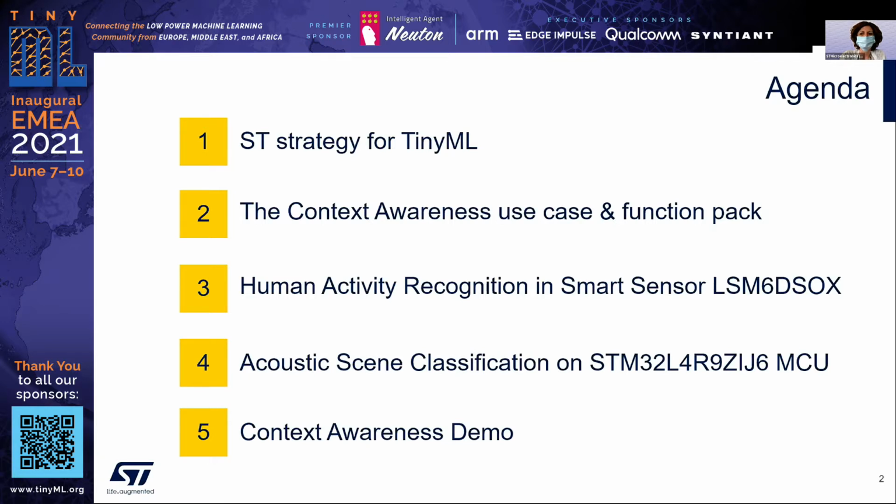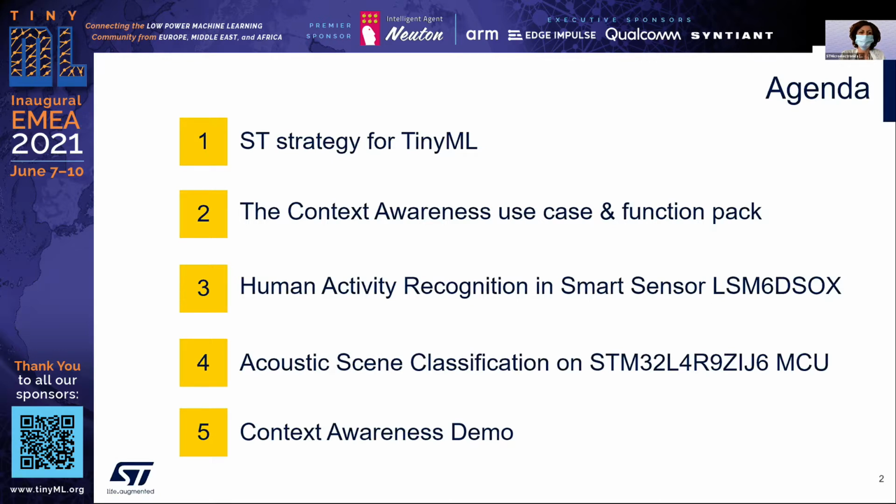What we want to talk about today to all of you. First of all, we want to define and explain the ST strategy for tinyML. Then we will go into a deep description of a context awareness use case. And in particular, you will have all the information about the ecosystem, meaning software and hardware, that you can use to experience this context awareness.